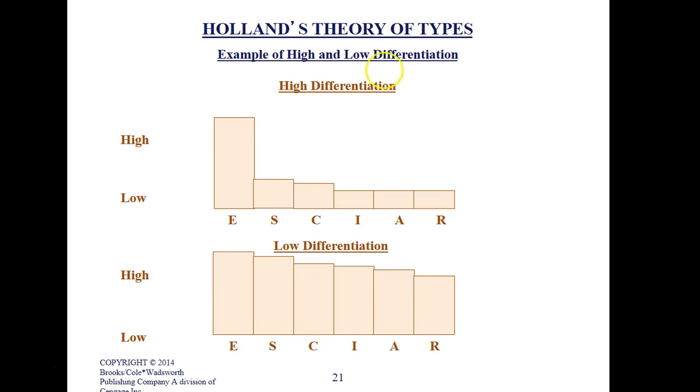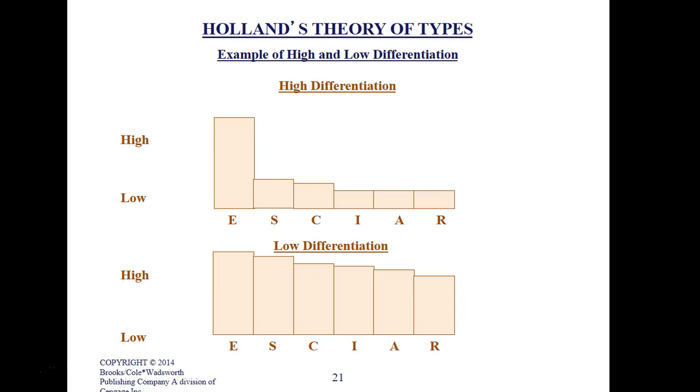So imagine these are two different clients. Client A has a very clear preference for enterprising types of occupations, in terms of their own codes as well as the environment that might fit for them. The bottom client, client B, has very low differentiation. What this could mean is that they could go into almost any kind of environment and be somewhat satisfied. So this can be an advantage and a disadvantage at the same time.